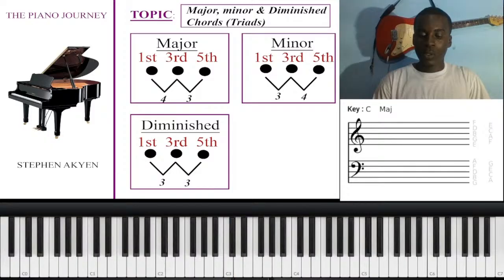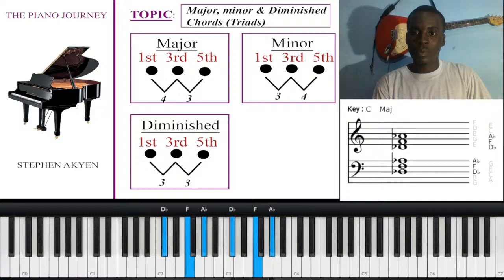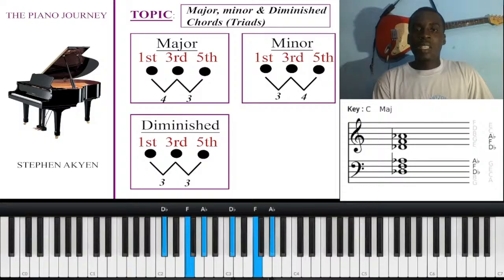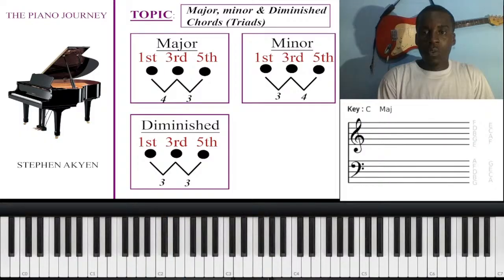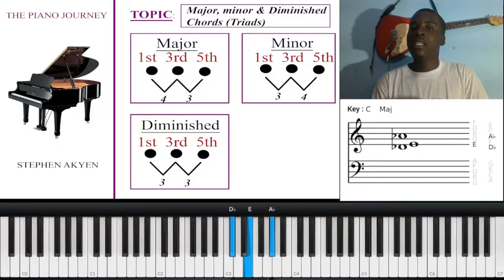Let's use the example in C sharp. Okay, so we get it in C sharp. C sharp, we get our minor. From here, we flat the third, we get our minor. Then, if you want to get a diminished, what we do is we flat this.